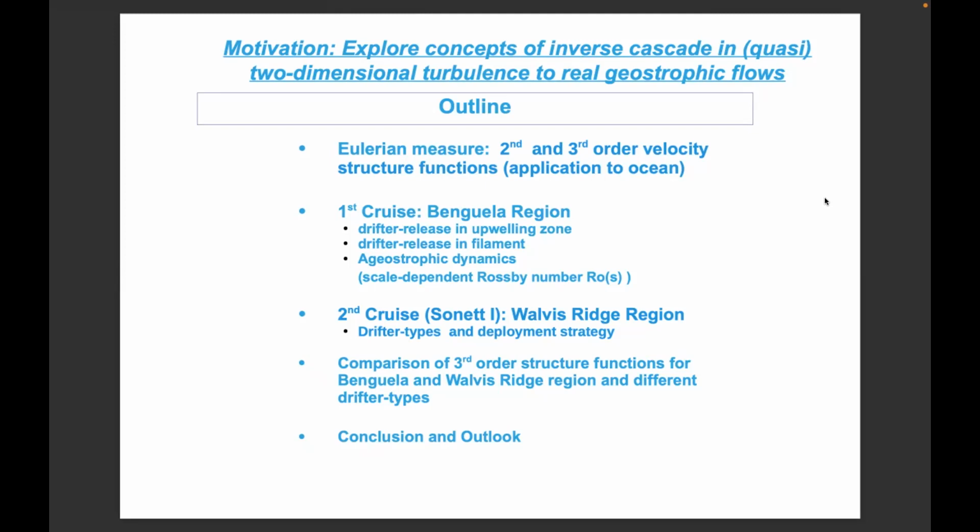On the second cruise this last year, Sonne 1 was in the Walvis Ridge region, and there we had different drifter types, and we have a new deployment strategy. Finally, we compare the third-order structure functions for Benguela and Walvis Ridge, and for the different drifter types, and then conclusion and outlook.